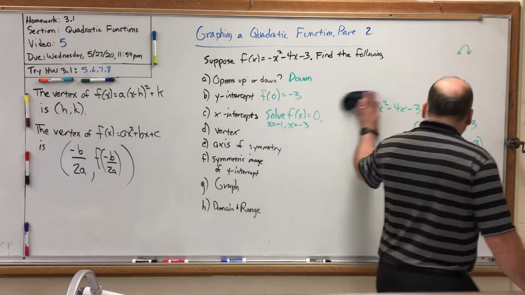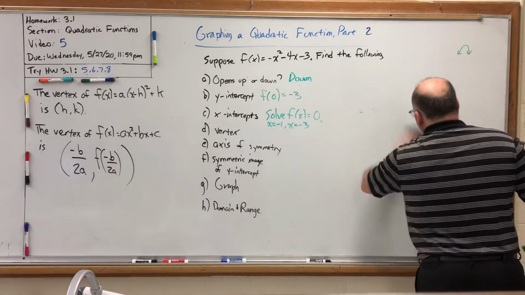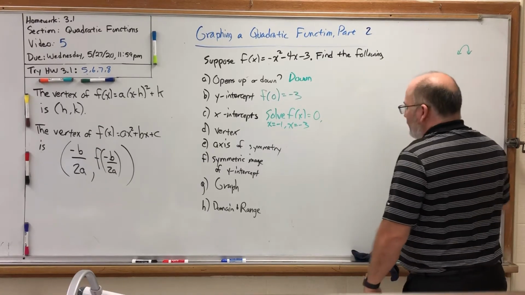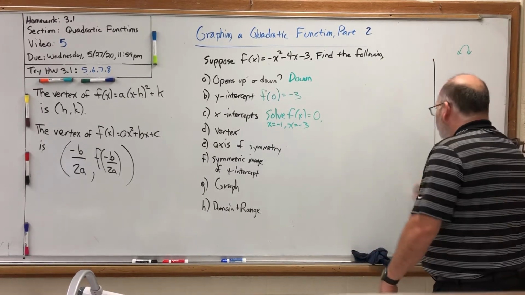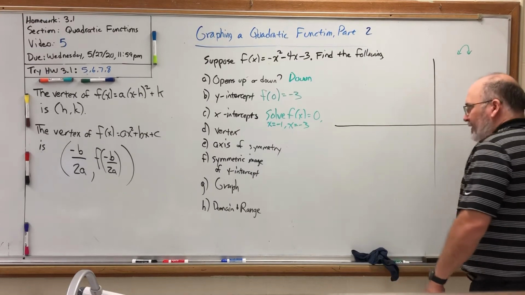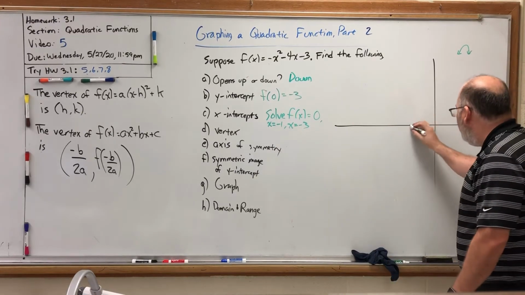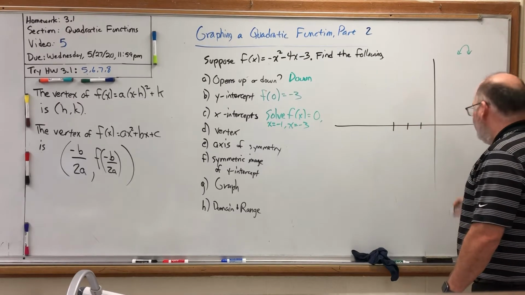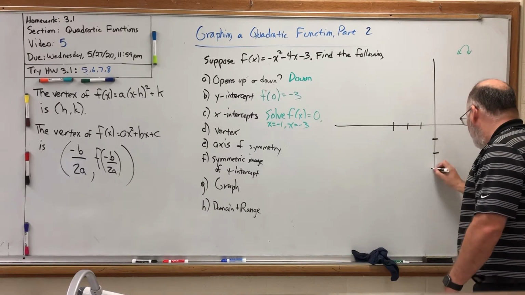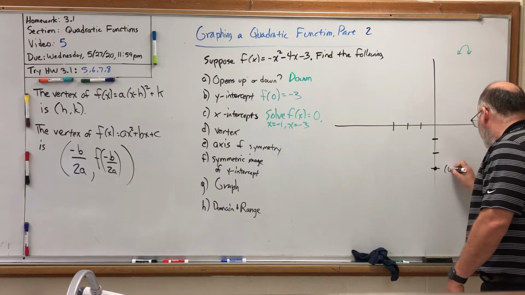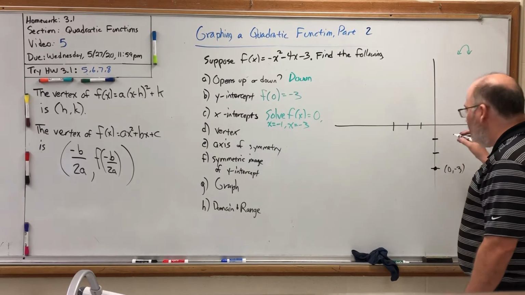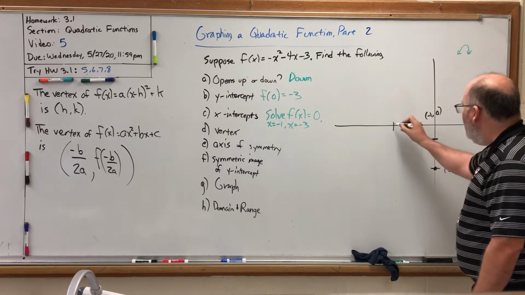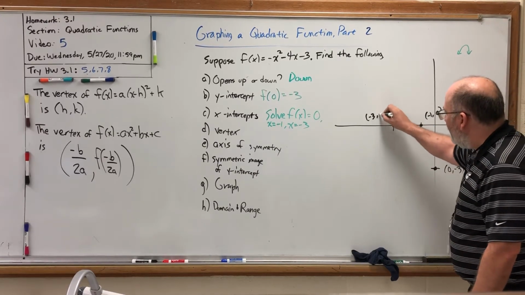So now that we've got that, let's bring the graph back. All right. Well, all my x's are negative, so we need more space to the left here. 1, 2, 3. And our y-intercept was down here at -3. So 0, -3 is our y-intercept. One x-intercept is at -1, 0. The other is at -3, 0.